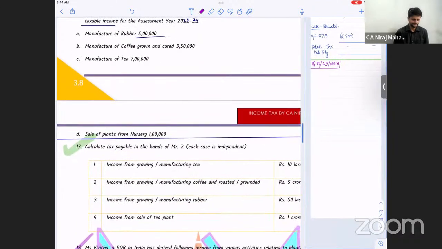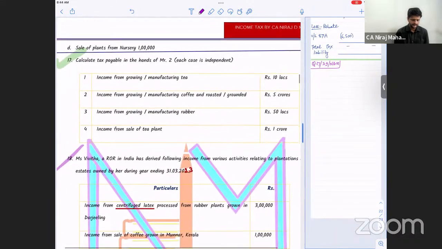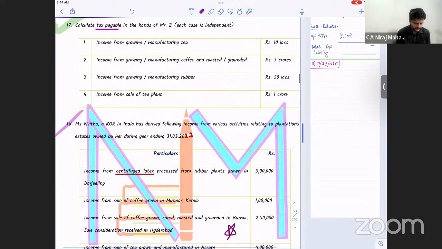Ready, all of you? Check. Calculate the tax payable in the hands of Mr. Z. Each case is independent. So we have different cases. Okay. It is not one single question. We have 4 different cases to do. Income from growing and manufacturing tea, 10 lakhs. And then we have coffee, rubber, and sale of tea plant. Okay. So different cases we have. Okay, everybody. Let's start.